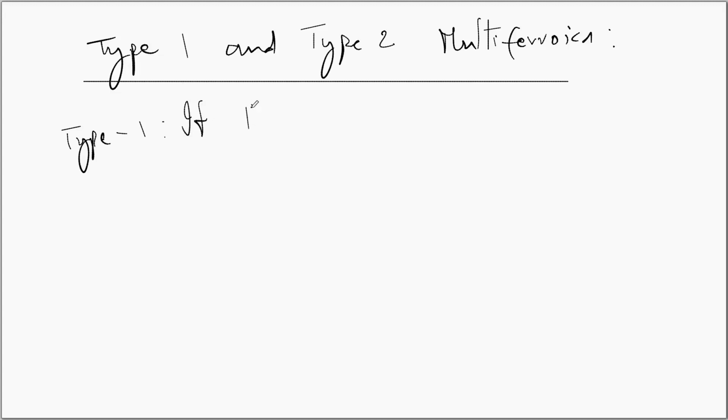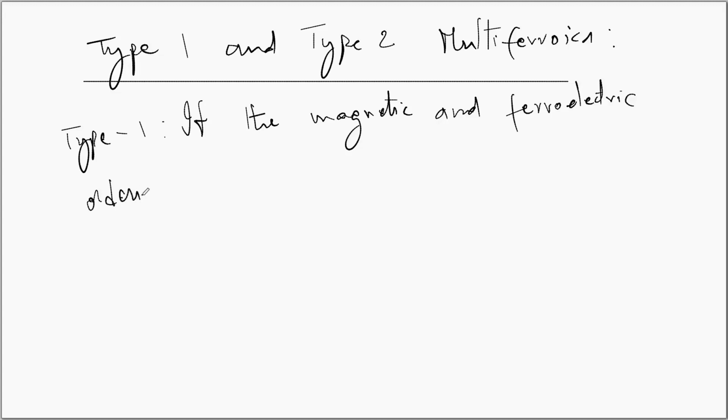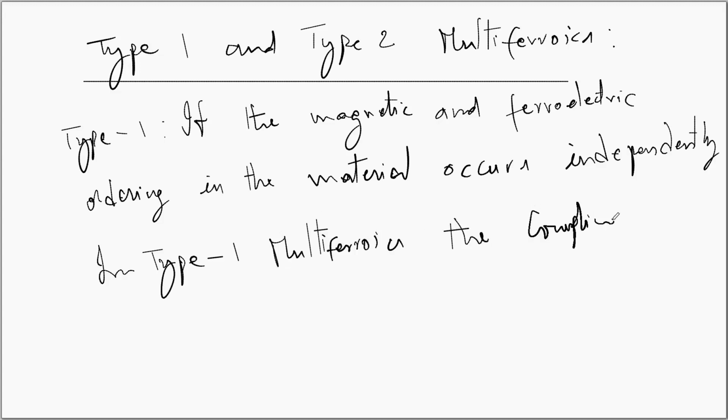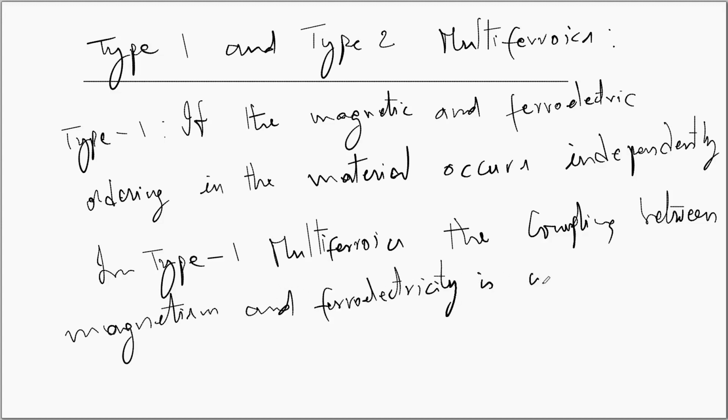So if the magnetic and ferroelectric ordering in the material occurs independently, then we call such multiferroics type 1 multiferroics. And in type 1 multiferroics, the coupling between magnetism and ferroelectricity is usually weak. Now we shall look at the type 2 multiferroics.